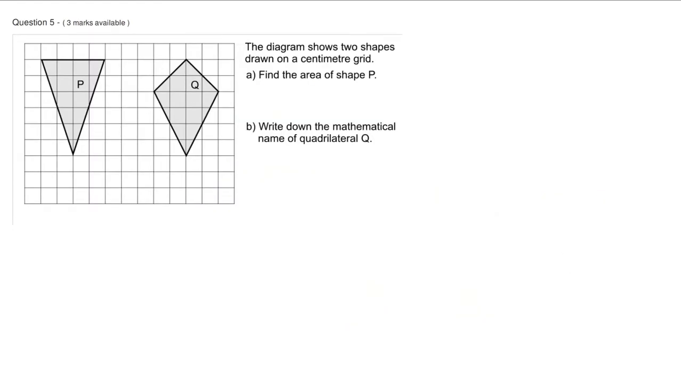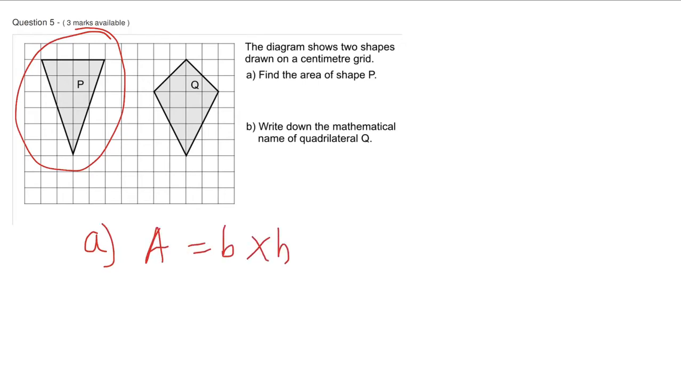Moving on to question 5 now. Again, there's 2 parts. The first part, we are asked to find the area of shape P. Shape P is a triangle, so we are going to write out the equation to find the area of a triangle, which is equal to base times height divided by 2. So the base is 4 centimeters, which is 1, 2, 3, 4 centimeters.